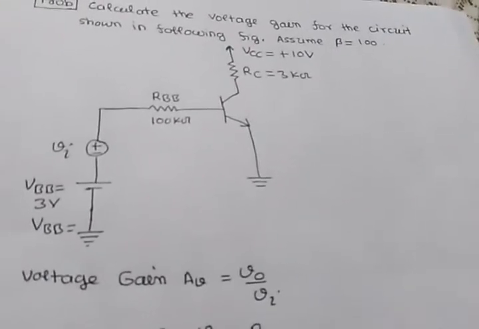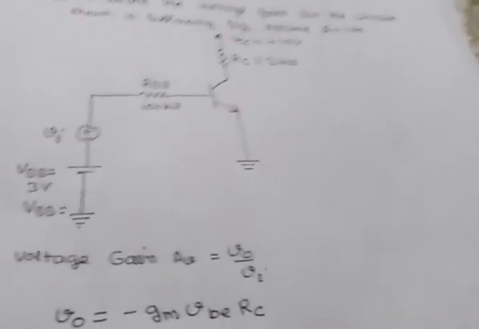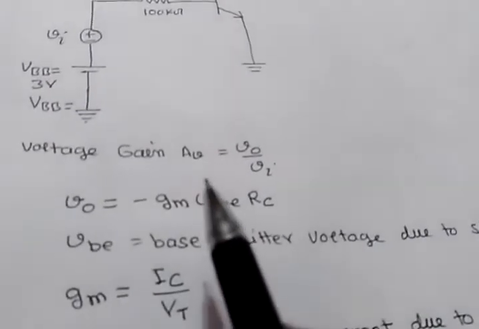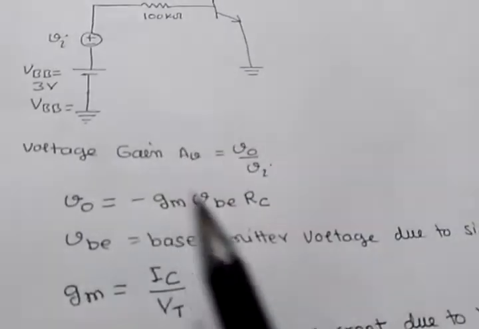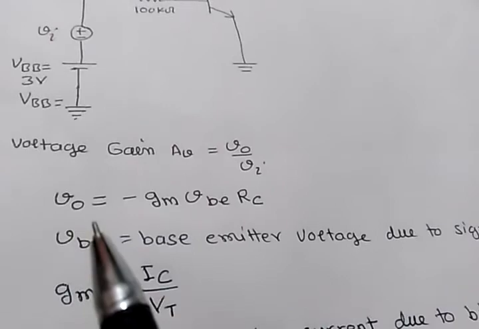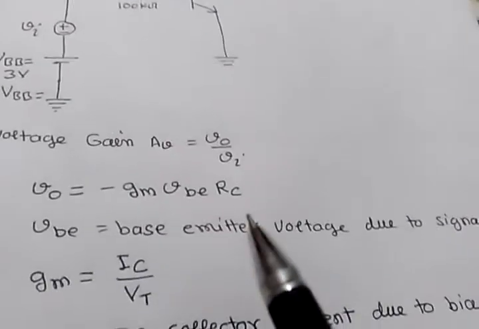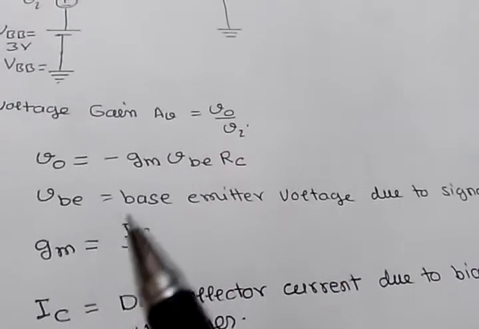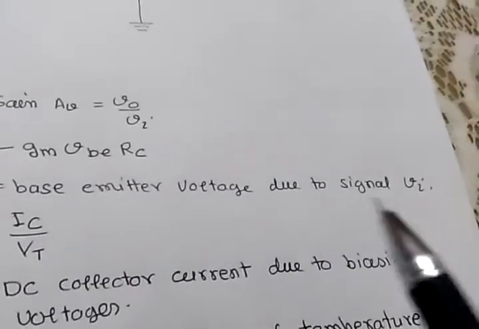Voltage gain is the ratio of output voltage to the input voltage. So voltage gain is AV equals VO upon Vi. To find the voltage gain, we have to calculate the output voltage VO. VO equals minus GM VBE RC, where VBE is the base emitter voltage due to signal Vi.